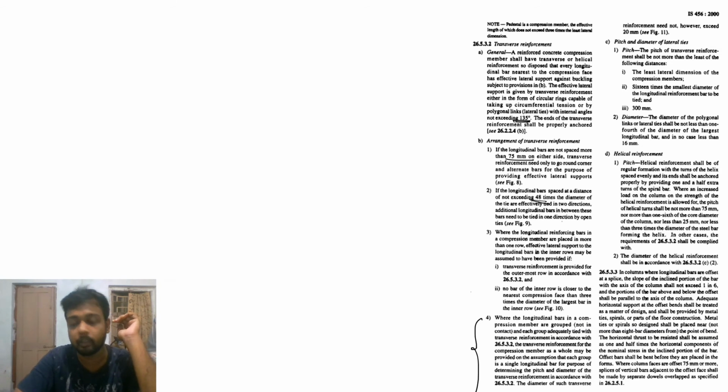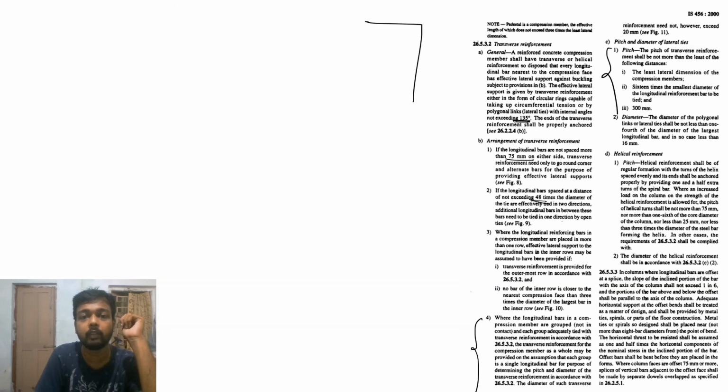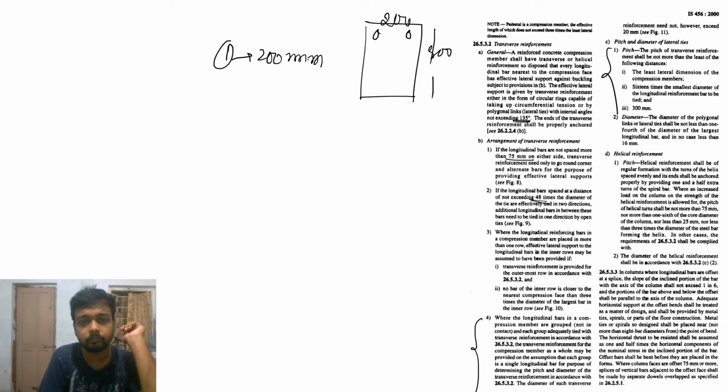Now talk about pitch. What is the pitch value? The least lateral dimension of the compression member. Suppose you use this 200 by 300, so the least lateral dimension equals 200 mm. And that is 16 times the smallest diameter. Suppose you are using 12 and 16 bars, here this is 10, so 10 into 16 because 10 is the smallest, so 160.